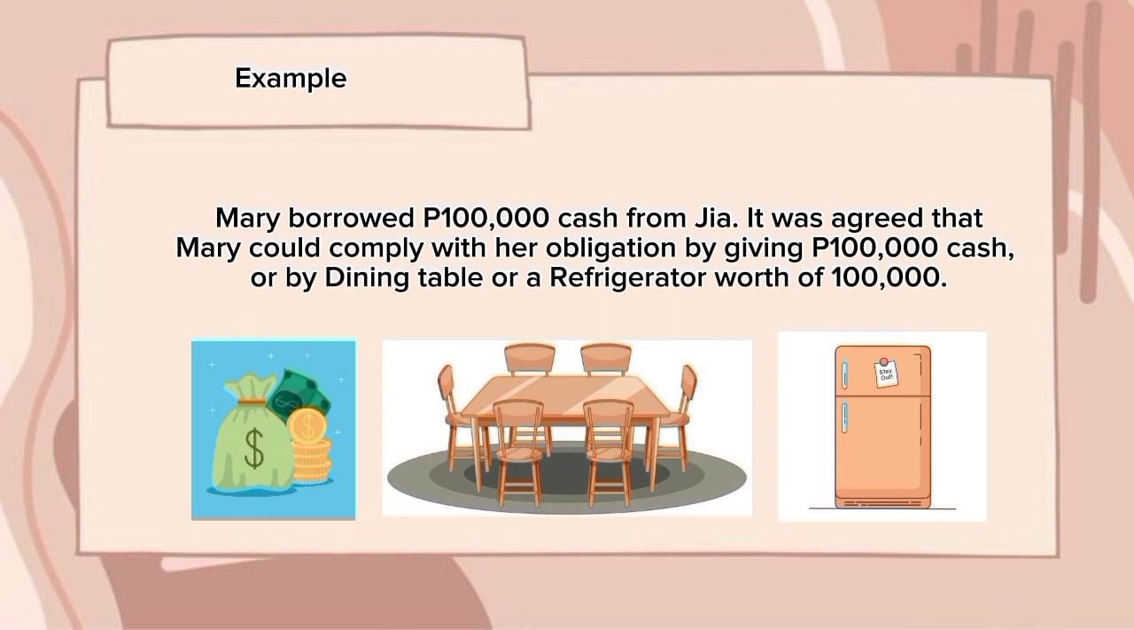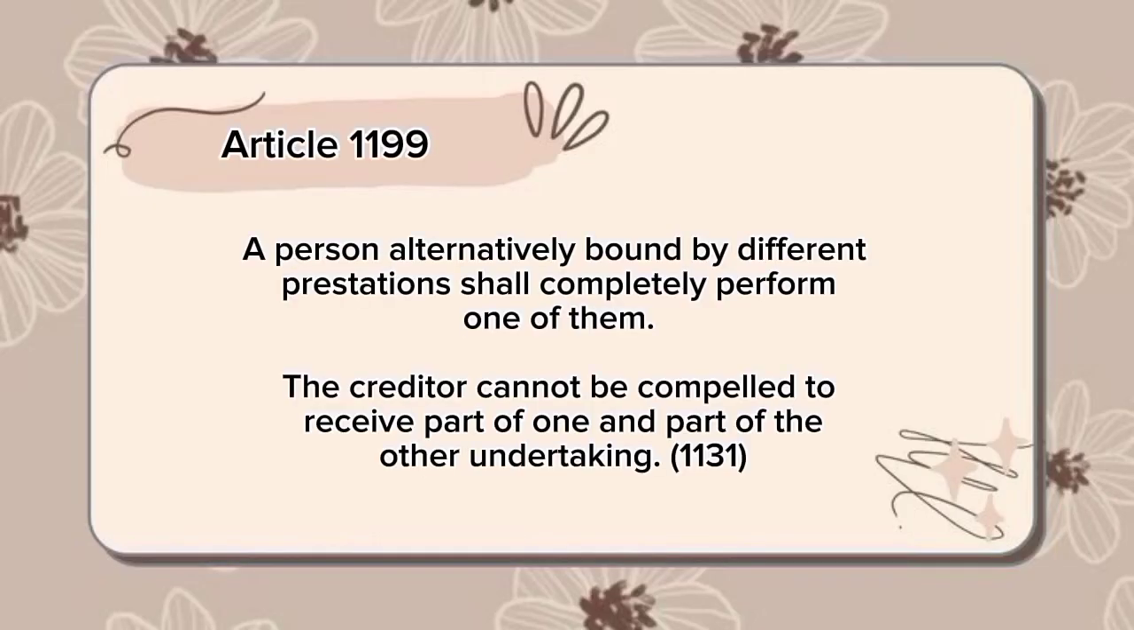Pumayag si Gia na matupad ni Mary ang kanyang obligasyon sa pamamagitan ng pagbigay ng 100,000 cash or a dining table or a refrigerator worth 100,000. Isa lang sa mga nabanggit ay sapat na upang mabayaran ang kanyang utang. Either magbigay siya ng 100,000 cash or a dining table or a refrigerator worth 100,000. Now, let us proceed to Article 1199.